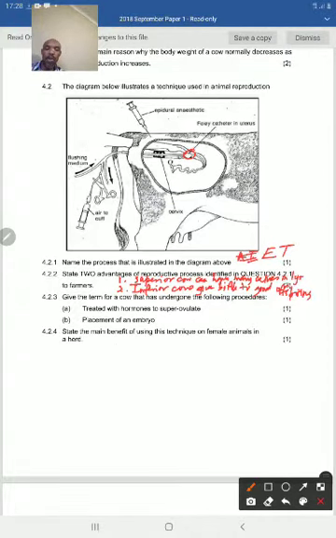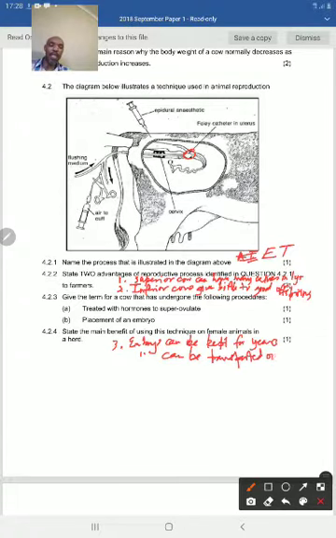And also the embryos from the superior cows can be kept for years, or even these superior embryos can be transported overseas. You see, like the same as a good salmon. Yeah, okay. Let's move on to 4.2.3.